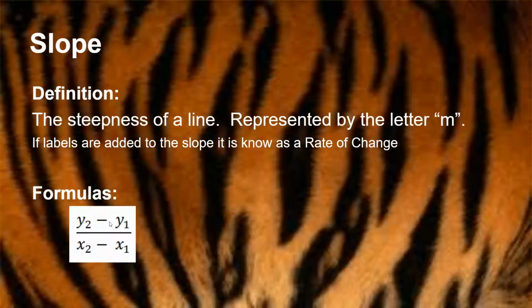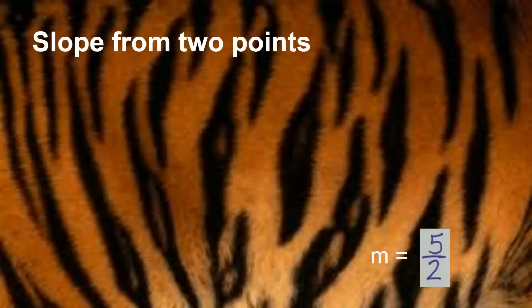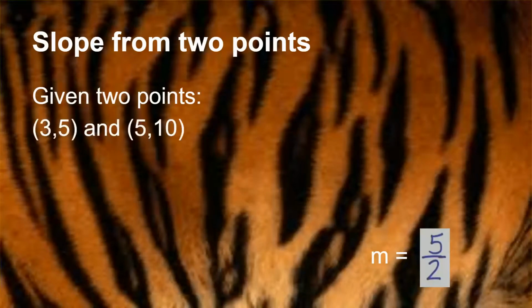First, y2 minus y1 over x2 minus x1. This is a division problem using 2 points. You could look at it as rise over run, how much the graph goes up compared to how much it goes over. And delta y over delta x, delta means change in, so change in y over the change in x. Now, given 2 points, 3, 5 and 5, 10, we are going to get a slope of 5 halves.